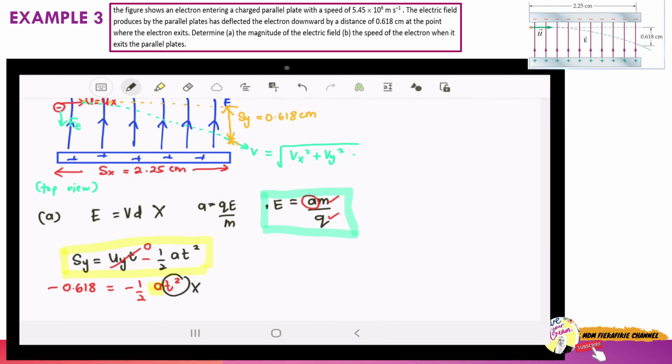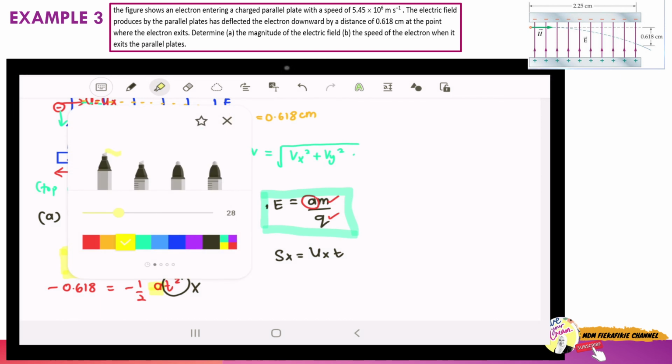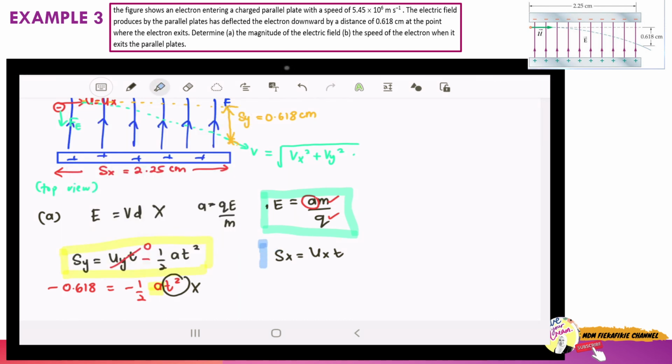Then I proceed to the other information that I have, which is Sx, where Sx is equal to Ux t. You can see here, from this equation, I can solve for the value of t. So when you answer exam questions, look at what information the question gives. Try to solve the question one by one based on the information given. So now you can find t.